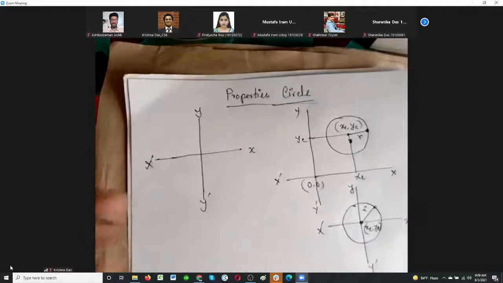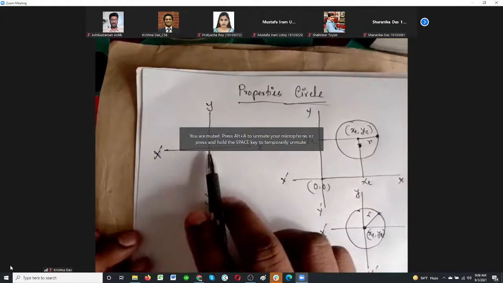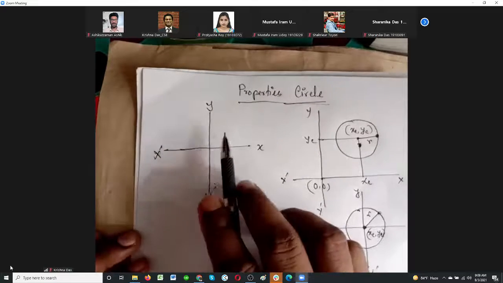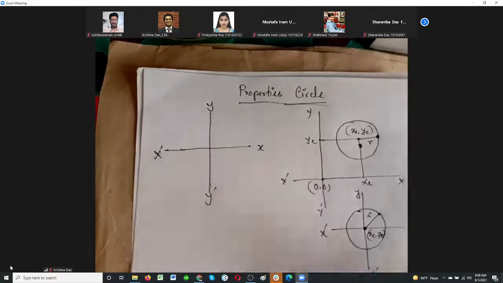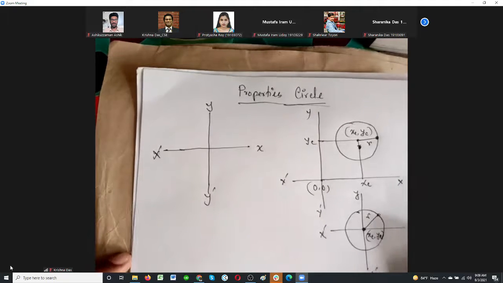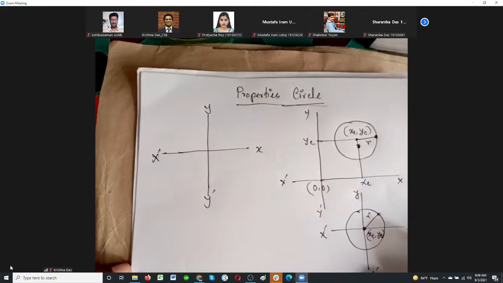As we all know, these are actually called what? The space has been distributed in 4 parts. The first coordinate, x and y, all values are positive. And in the second x. They are called quadrants.